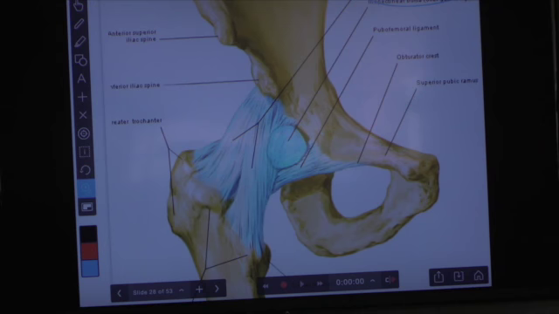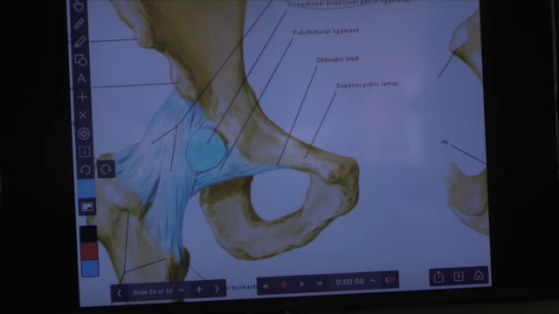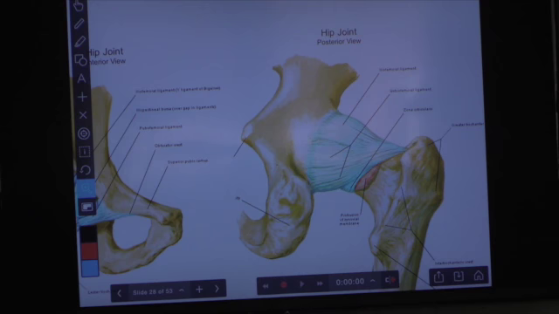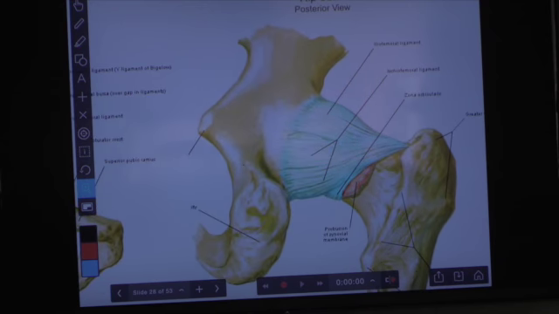All right, then you have pubofemoral ligament. You can guess that's coming from where? Pubic to the femoral. And then you have ischiofemoral ligament. It's coming from ischium to the femur. That one, let me confirm something. What does that do? Does it prevent hyperextension? Hyperextension also, yeah.